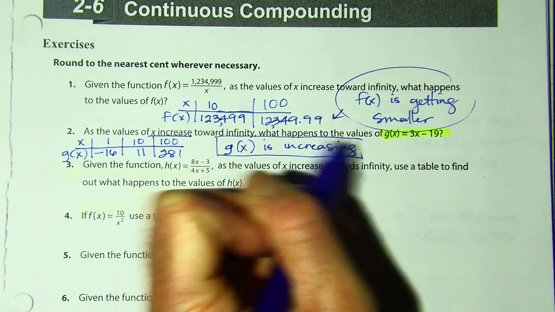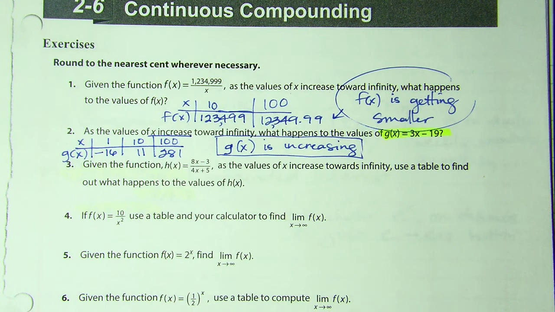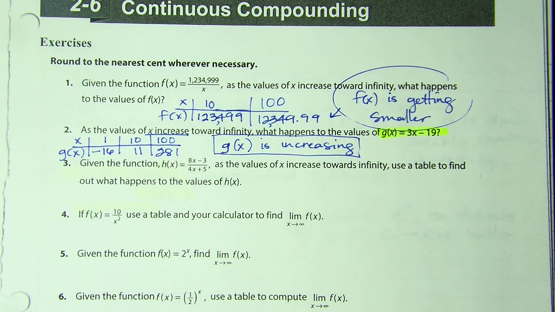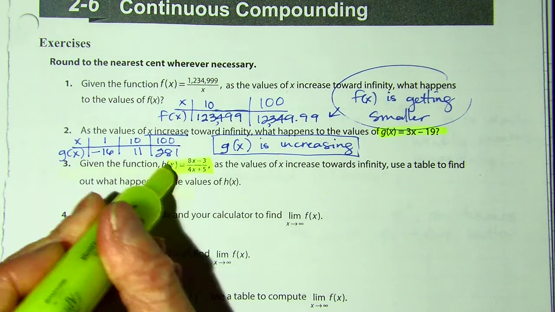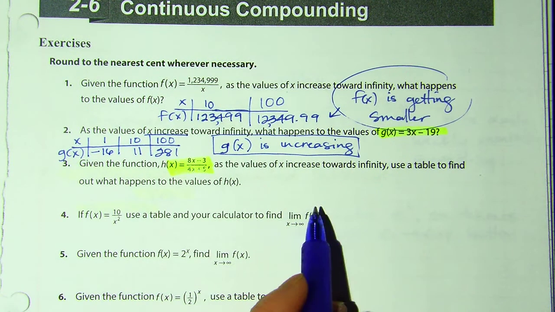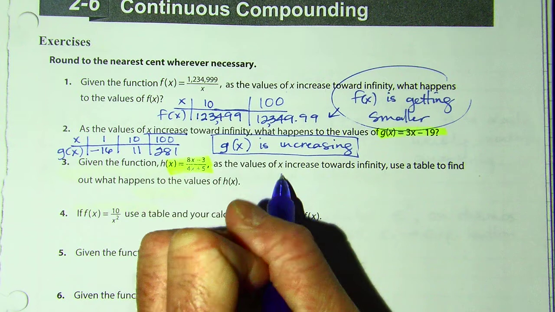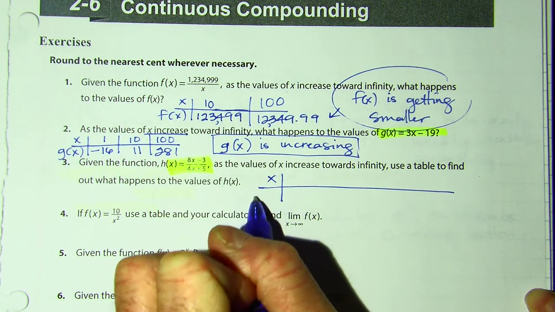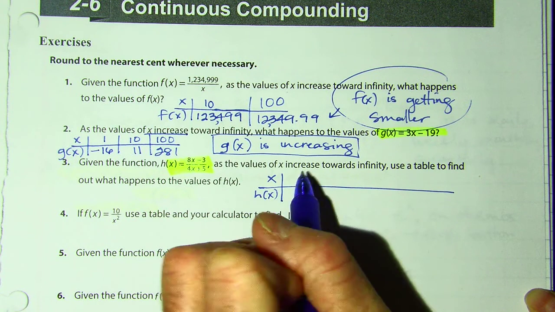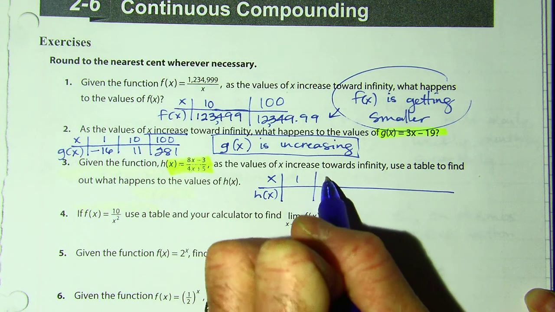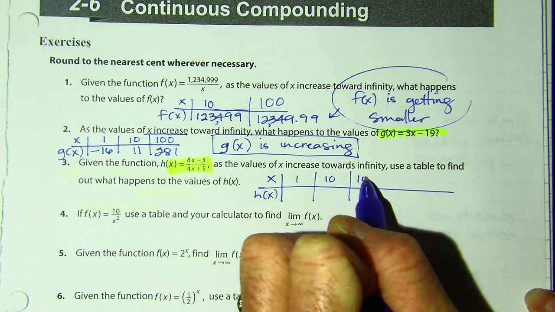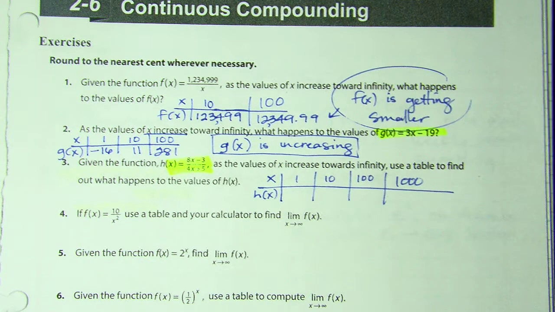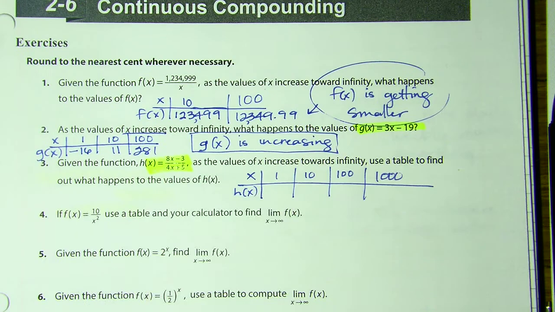So building a table, I like to use 1, 10, 100. They're easy numbers to plug in. So that leads us into this next one. So here's our function. As the values of x increase, use a table to find out what happens to h. And so that is exactly what I'm going to do. Here's x. H of x just represents y. So I'm going to start with 1, 10, 100, 1,000. Okay, I could keep going, but I think that'll give us a good idea of what's going on here.